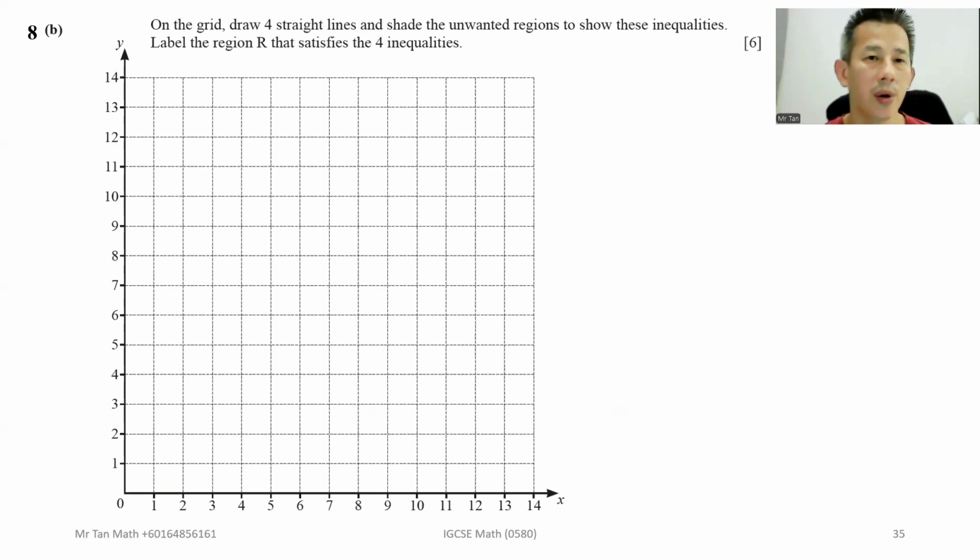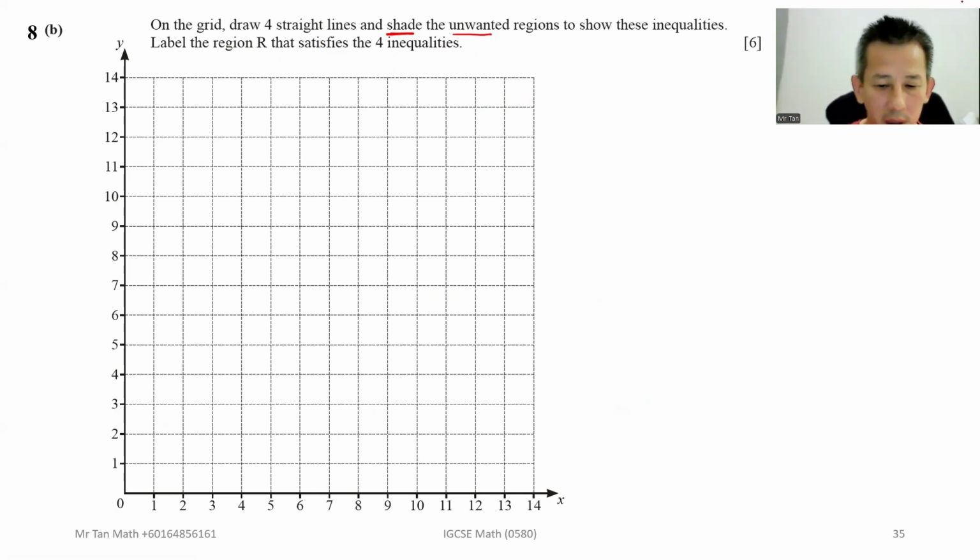Okay, on the grid, draw 4 lines and shade the unwanted region. To show these inequalities, label the region R that satisfy the 4 inequalities. So shade the unwanted region.